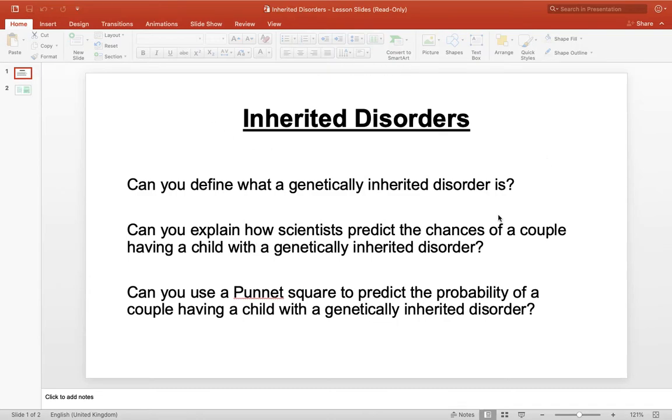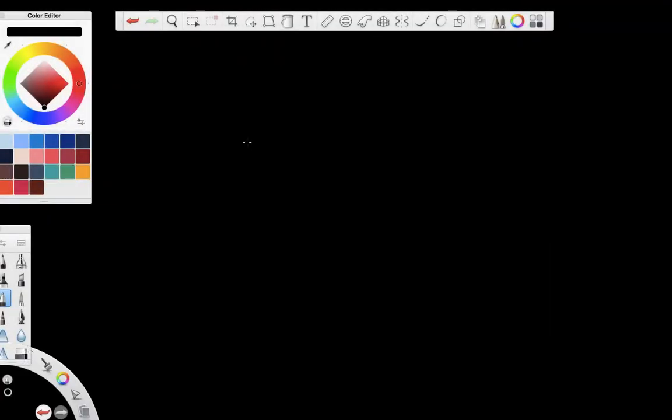By the end of the lesson you should be able to define what a genetically inherited disorder is. You should be able to explain how scientists predict the chances of a couple having a child with a genetically inherited disorder, and you should be able to draw Punnett squares to predict the probability of a couple having a child with a disorder. So, first things first, let's start with a key word.